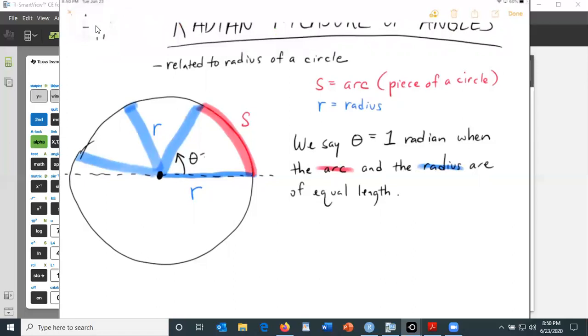So we have theta equals 1 radian, 1 rad. Here we have theta equals 1 radian. And here we also have theta equals 1 radian, because they're equal in size, at least they're supposed to be. All right. So remember that a half a circle is 180 degrees.